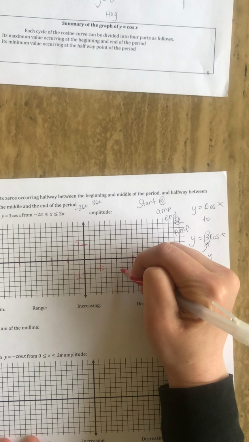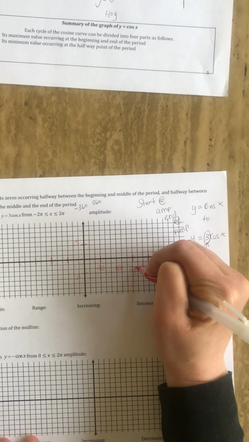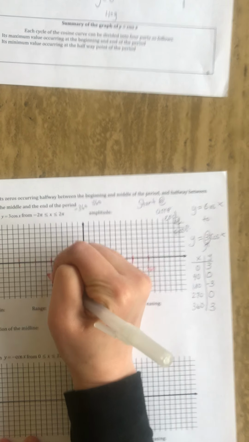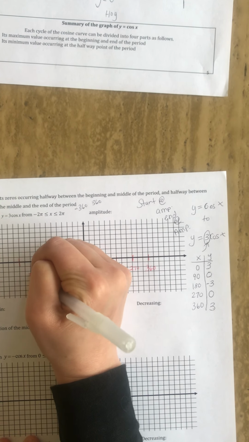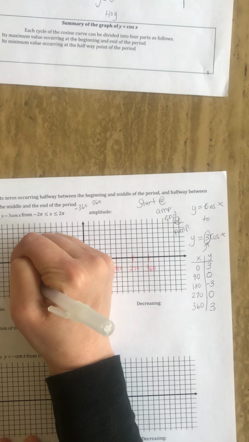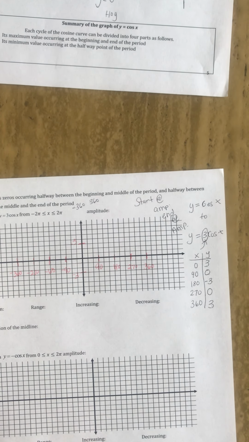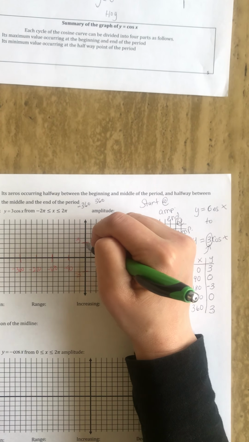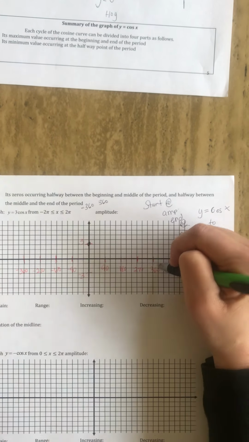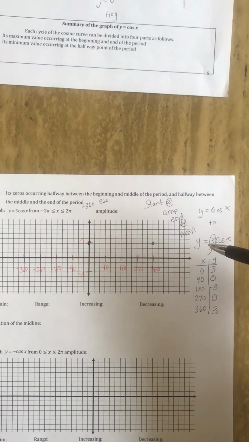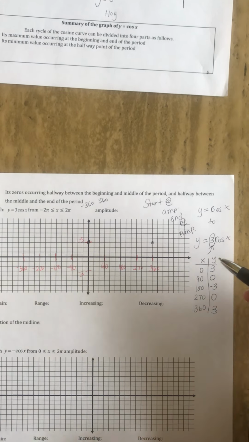Okay, we have 90, 180, 270, 360, -90, -180, -270, -360. Okay, we're dealing with cosine. So cosine, you're going to start at the amplitude, end at the amplitude, which is 3. Make sure you graph your 5 key points.